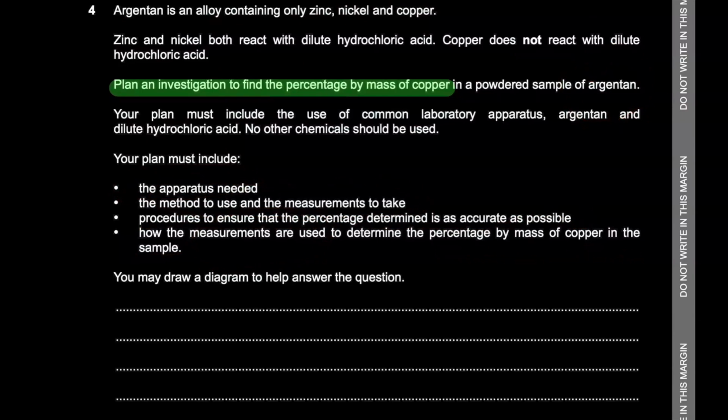Because we want to determine the percentage by mass of copper, we need to measure the mass of the initial solid. So what we're going to do is react the solid with dilute hydrochloric acid first.